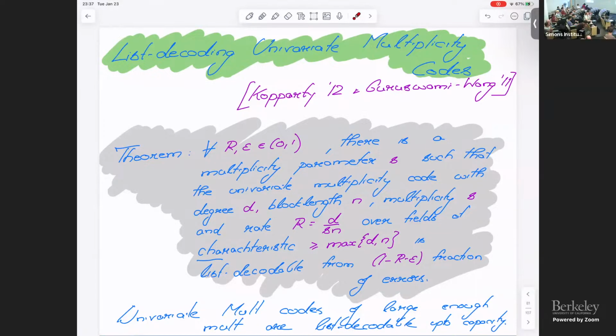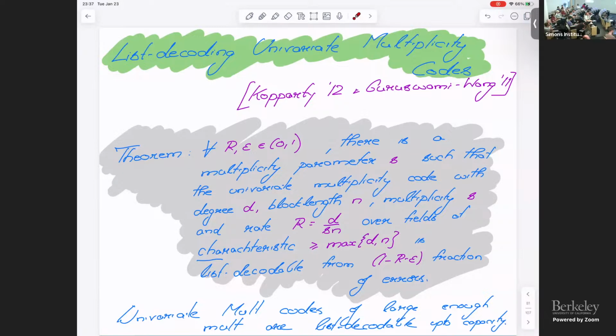I have a question. Yes. If I want to reduce field size, do people ever consider subfield subcodes of these, because you're blowing up the field size by s to try and get it back down? You're not talking about the field size, you're talking about the alphabet size. Yeah. So what was your suggestion?